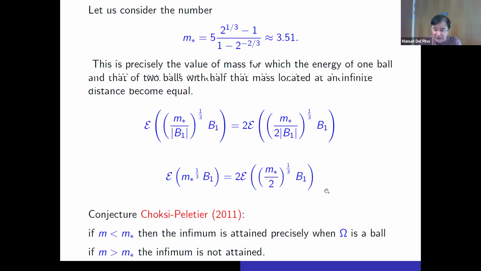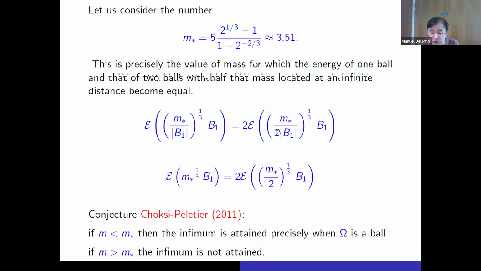Now, concerning the value of M star, there is a conjecture stated in 2011 by Choksi and Peletier. What they conjectured was that if the mass is less than M star, then the infimum is attained, and moreover, precisely when omega is a ball. While for M bigger than M star, the infimum is not attained. This is the conjecture.